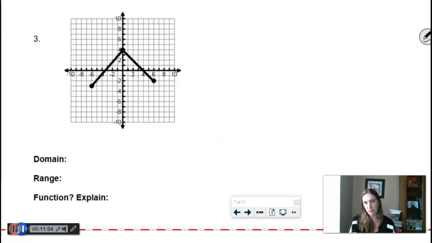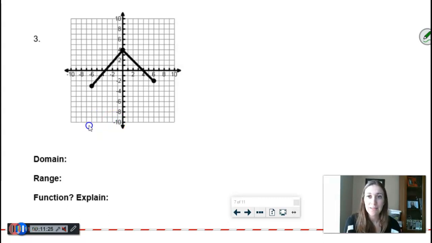Now notice there's no arrows here. It starts and stops various places. I want you to give me a listing of your domain, which is all of your x values. And there's a lot in between here because it's continuous. So the first thing I'd like you to do on your notes, because I think this will help us as we move along in math, this is a really big concept for Algebra 2.